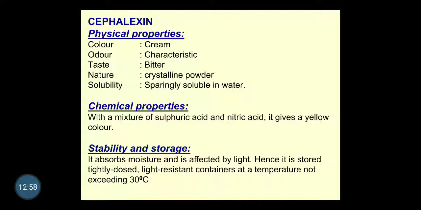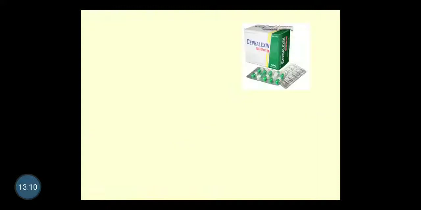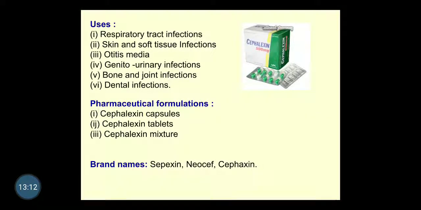Next, stability and storage: it absorbs moisture, which means it is hygroscopic in nature, and it is also affected by light. Hence it is to be stored in a tightly closed, light resistant container at a temperature not exceeding 30 degrees Celsius. These are the normal storage conditions for this antibiotic, cephalexin.